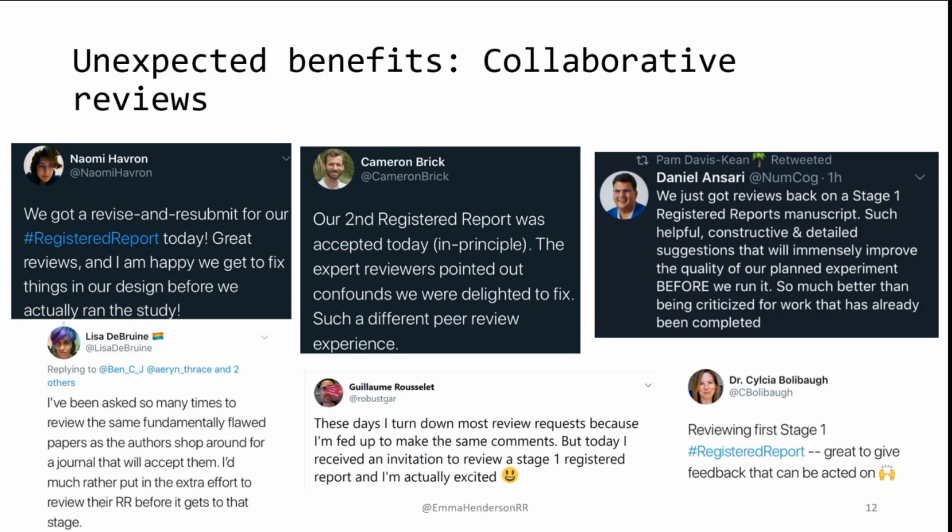And likewise, the reviewers also enjoy reviewing registered reports a lot more because they can give feedback that can be actioned. It's just great to be able to give feedback that can be acted on rather than having to review flawed studies that are being shopped from journal to journal. So I think it's a very different peer review process on both sides. It really feels much more collaborative rather than just being told you've done this thing wrong and it's being rejected.